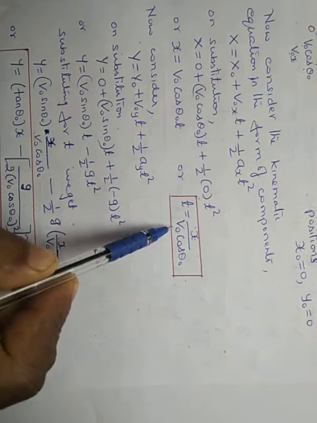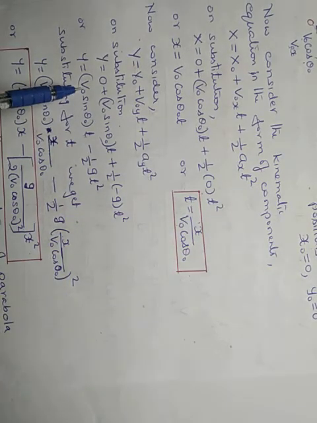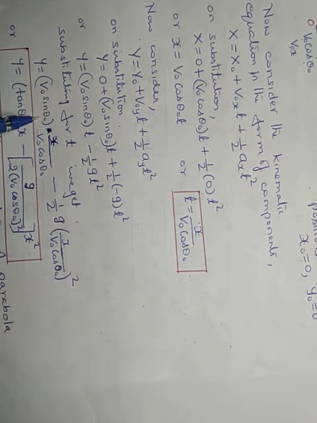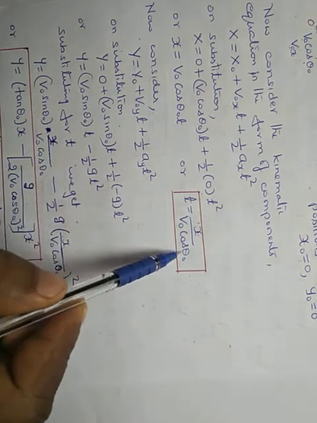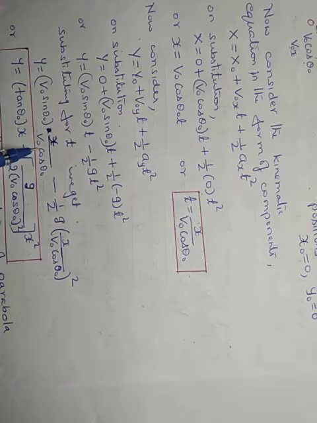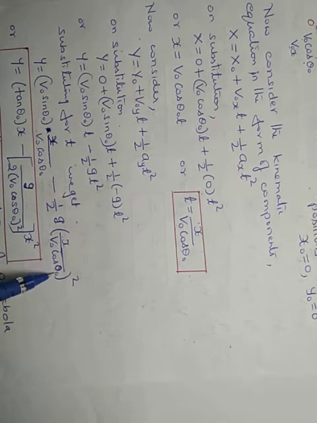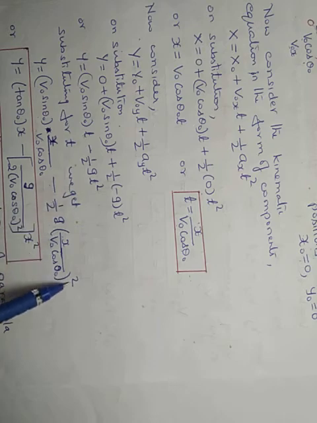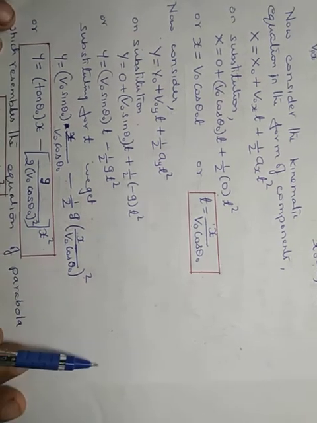Clear. Now, here we got the term t. Now, you can substitute this equation in the place of t. So, we get v naught sin theta naught into what is the equation for t, that is x by v naught cos theta naught, minus half into g into once again t value, that is x by v naught cos theta naught, here t square is there, so you have to square it whole square.